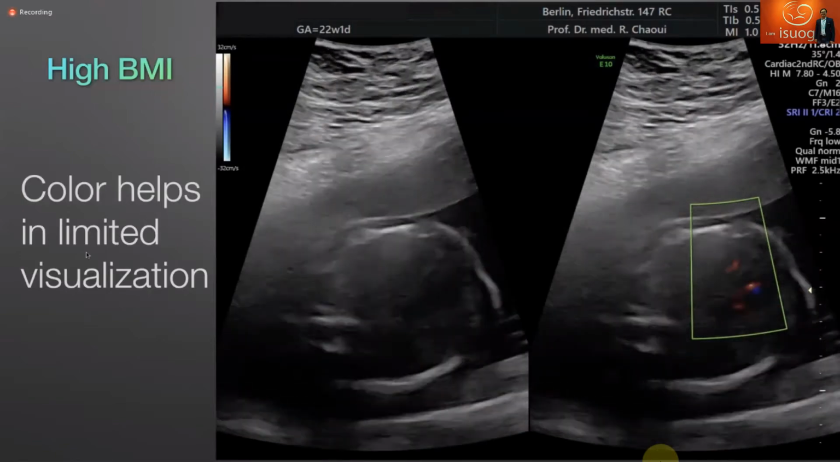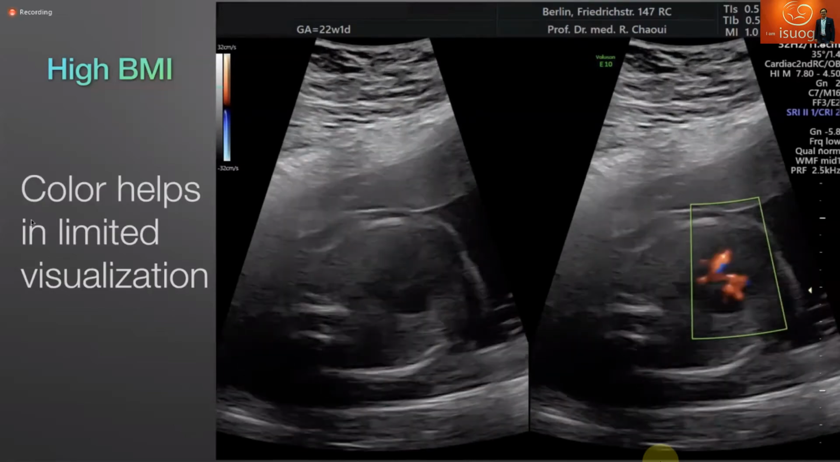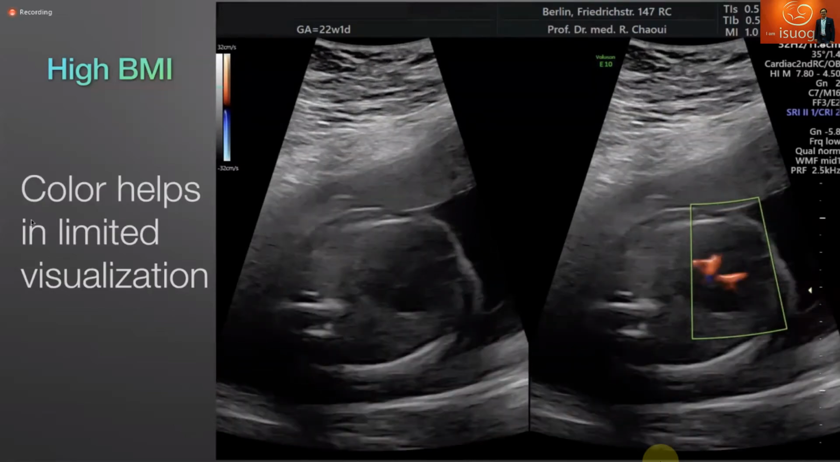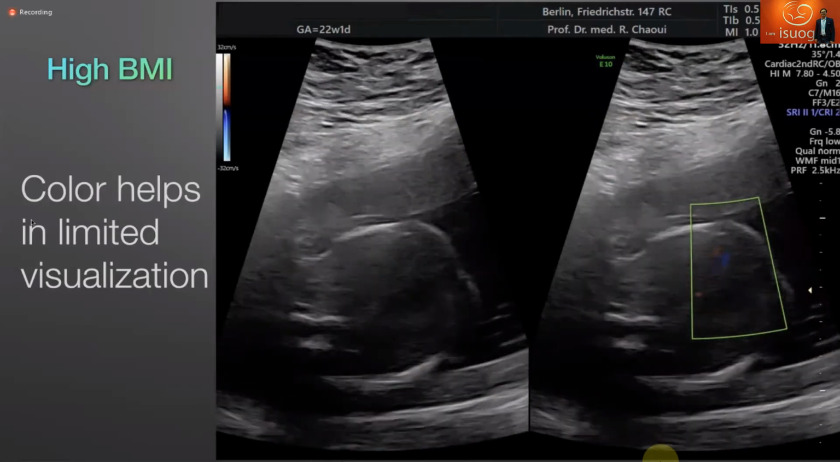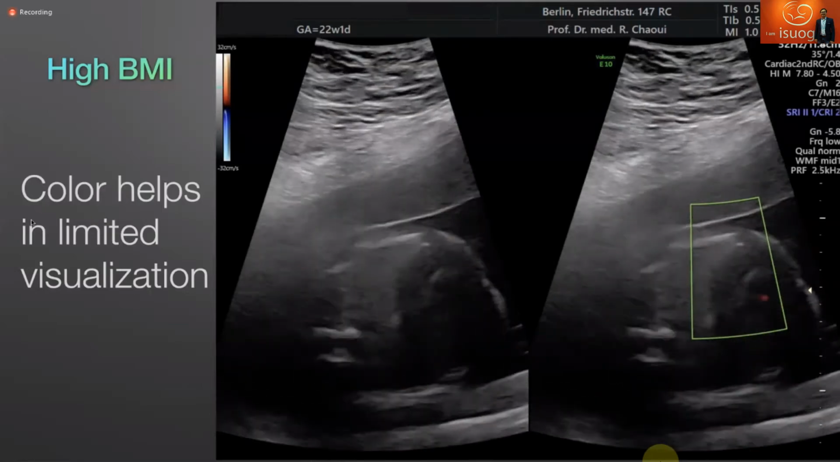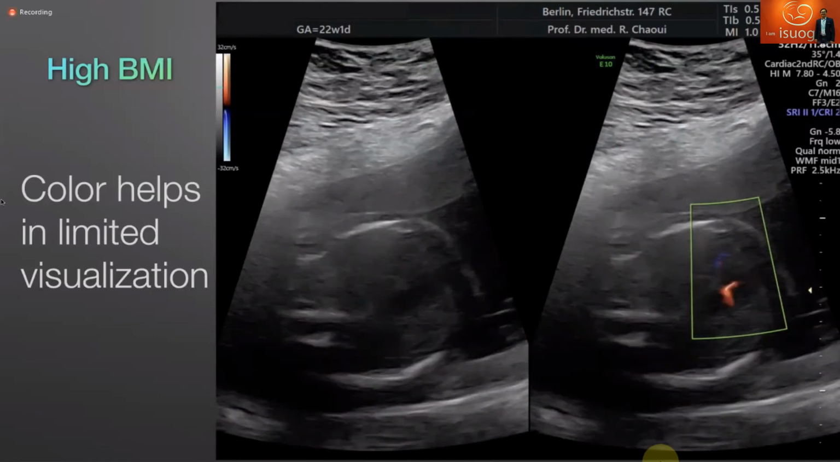So this is why please use it on a routine, because you cannot use it on the day where you have an adipose patient like this one, because then you have to learn how to adjust the probe, how to augment the gain and so on. So this is the part which can be important.